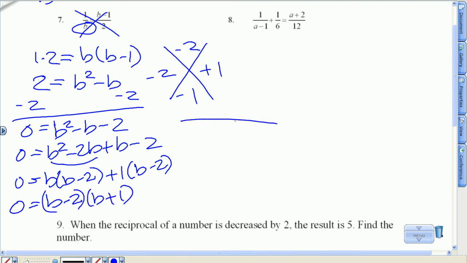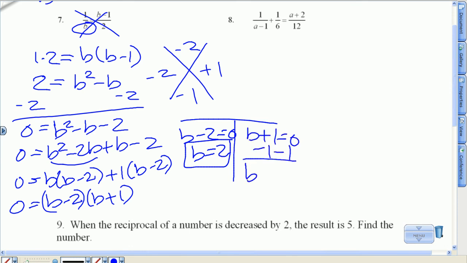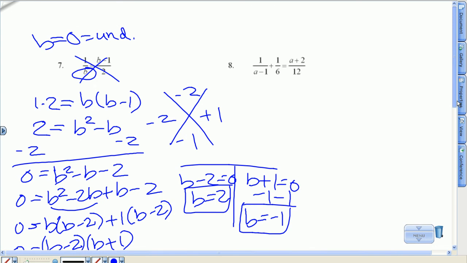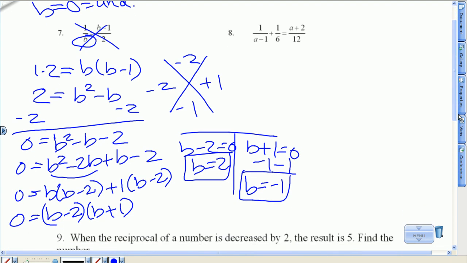I make my t-chart. b is 2. That's an answer. b equals negative 1 is an answer. Now, going back up, if b was equal to 0, I'd have to reject it as it would be undefined. That does not happen. I get b equals 2 and b equals negative 1, so I'm in good shape.